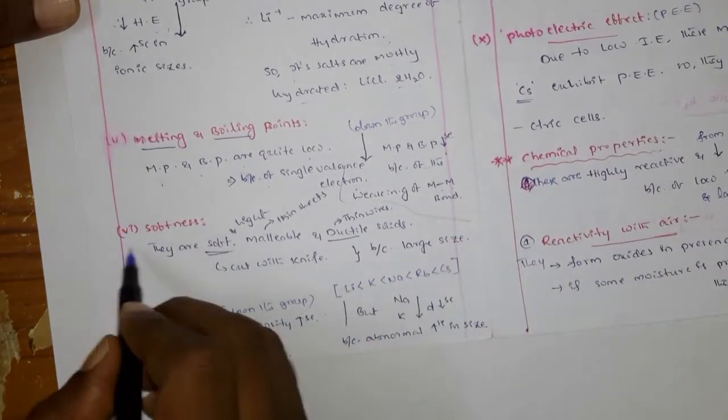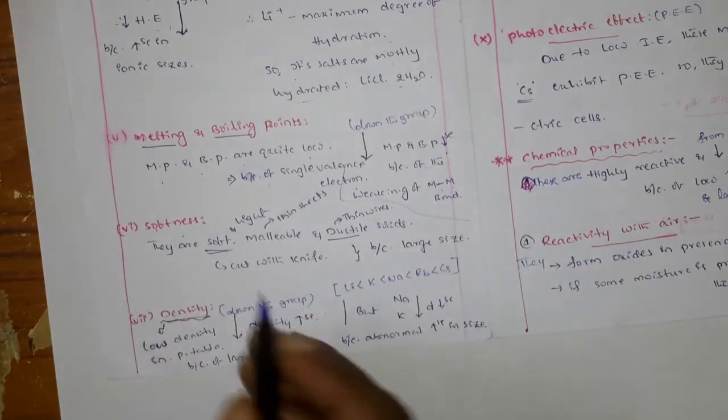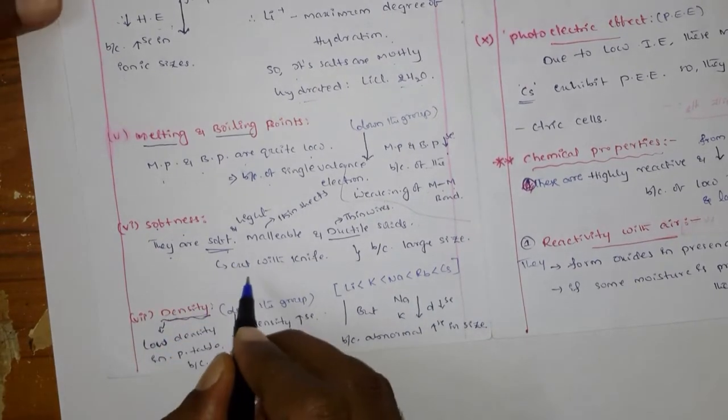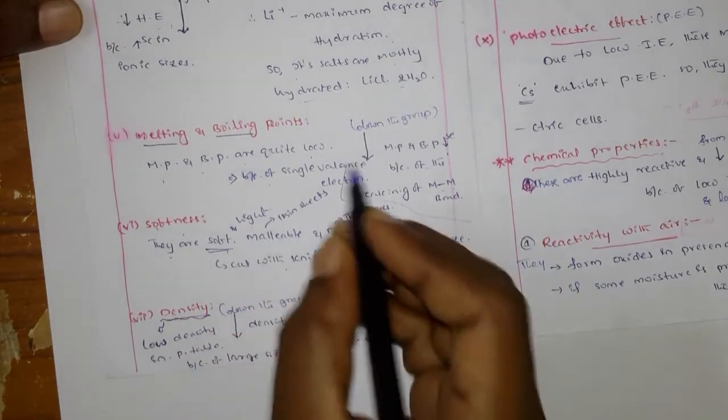Okay, now come to the next one, softness. You know what softness is. Generally these metals are very soft, so you can even cut them with a knife. And these are lightweight.